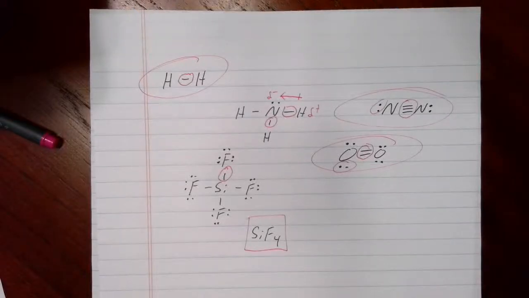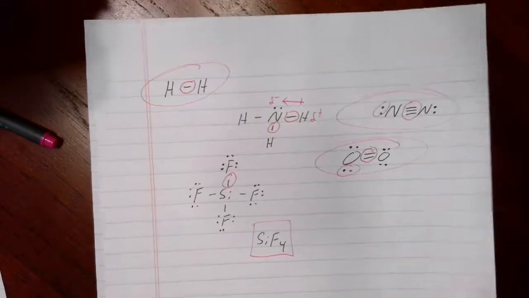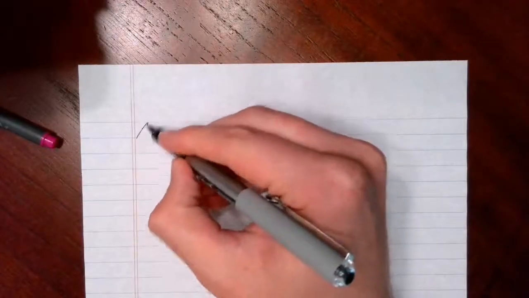Alright guys, so today we're going to continue our discussion of diagramming covalently bound molecules by drawing Lewis structures. We want to start off today by drawing some of the Lewis structures for some of the polyatomic ions that we've learned. So let's start off by drawing the Lewis structure for ammonium.